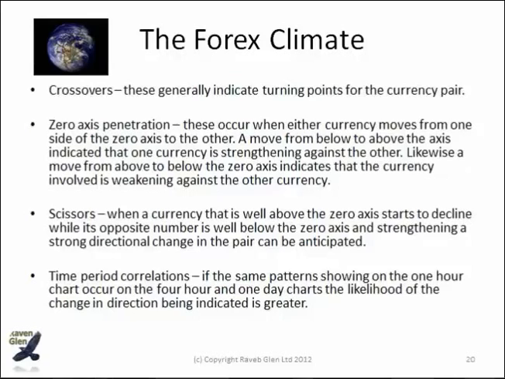Then we have time period correlations. So if we get a good signal on a 1 hour, that's great. If the same signal appears on the 4 hour chart, that's even stronger. And if the signal then appears again on the 1 day chart, that's the absolute strongest we're going to get. So that's the forex climate.